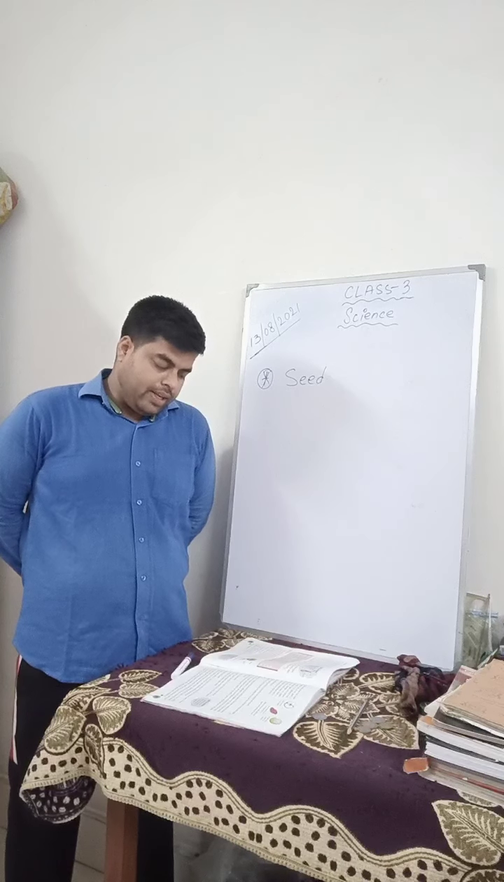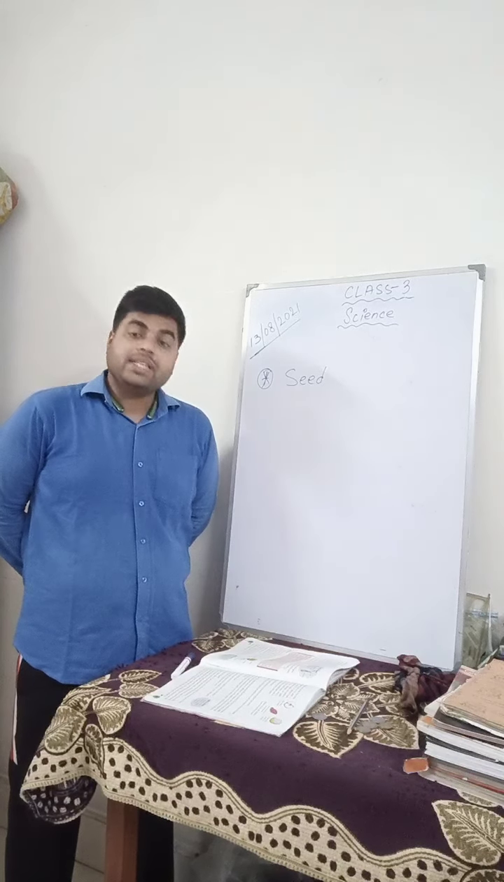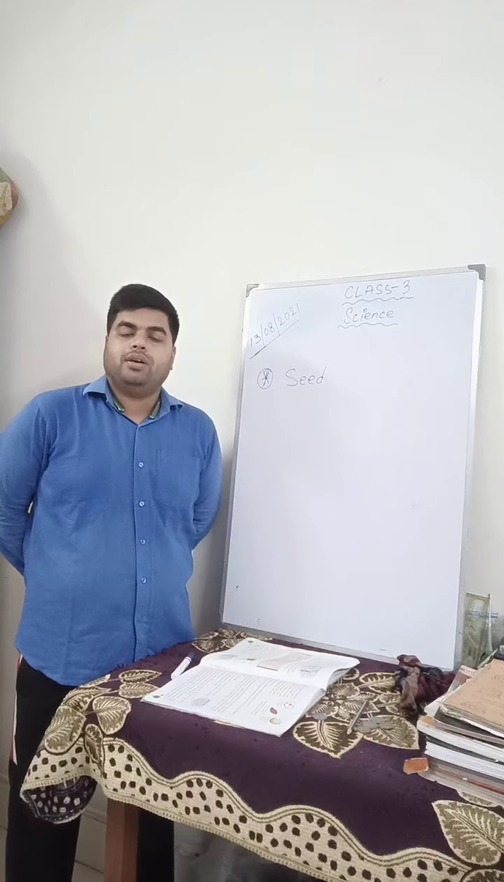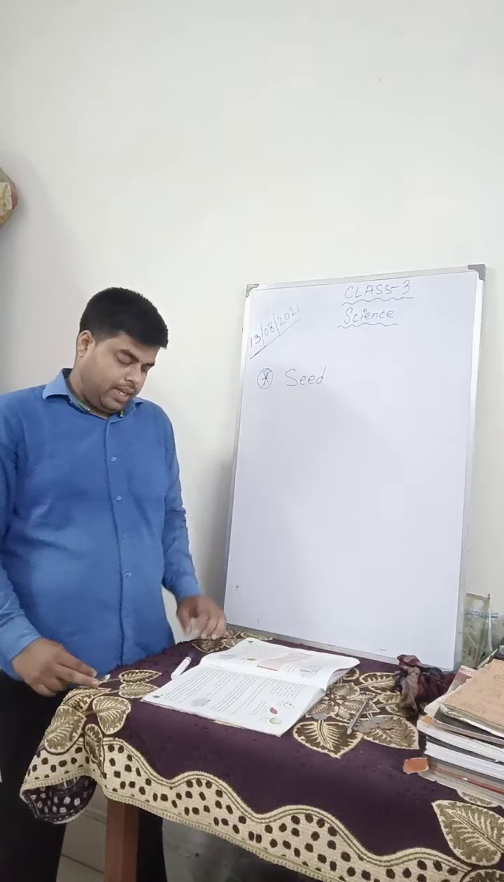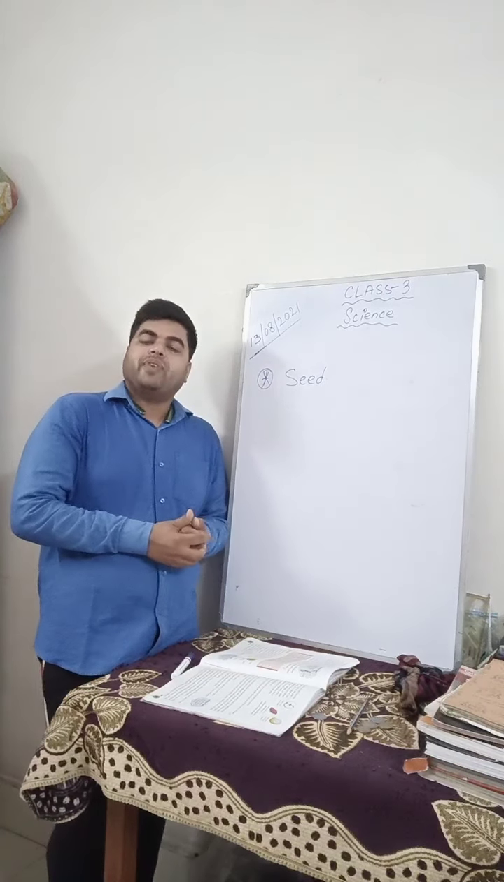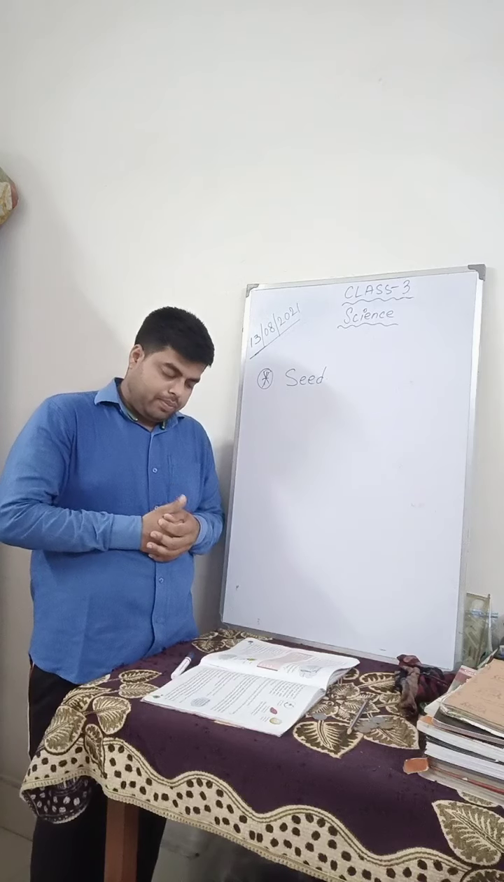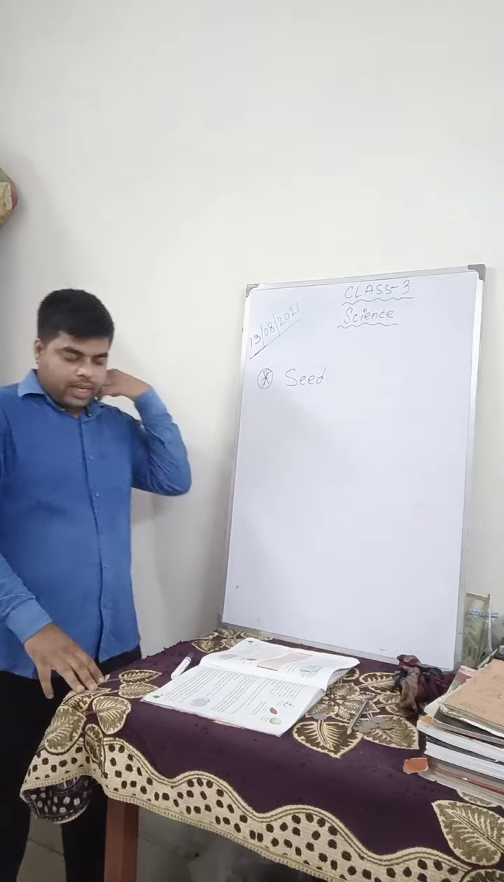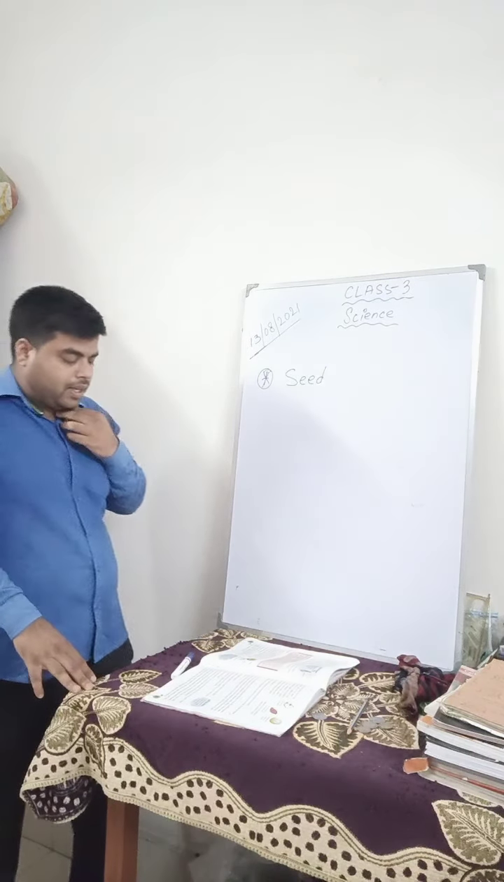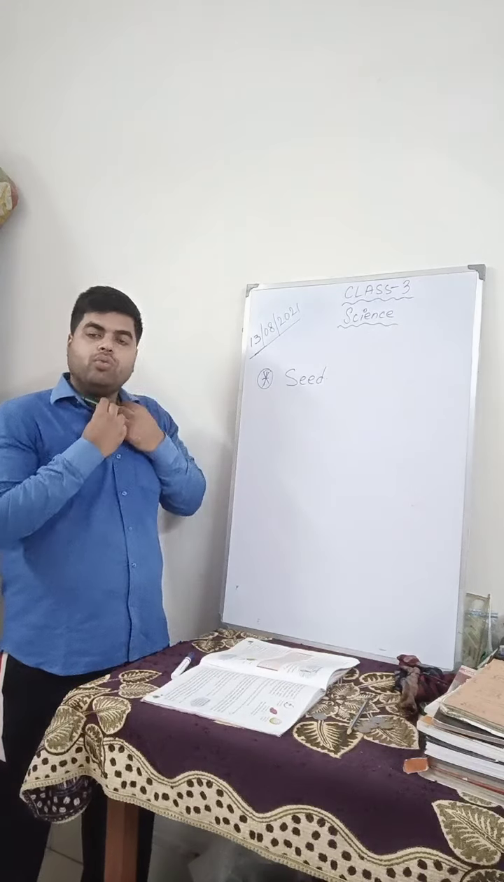They may be oval, spherical or kidney shaped. So the shape also depends upon the type of fruits and the type of trees. Seeds can be yellow, green, white, brown or of some other colors. So there are different seeds with different colors.